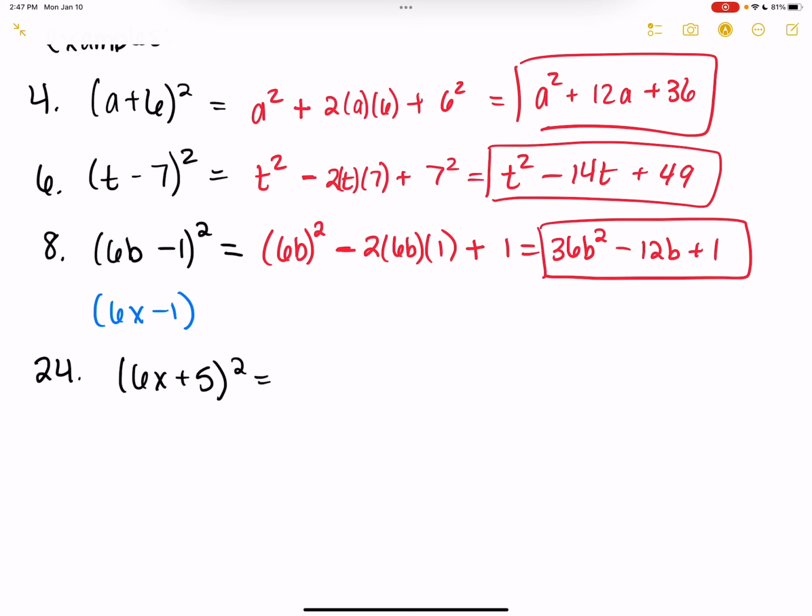Alright, anybody else have an answer? I had 36x squared plus 60x plus 25. Alright, does anybody agree with either of them? I agree with Jay, probably a little bit just because I got the same thing. So it's gotta be right. Anybody else? What did you get?